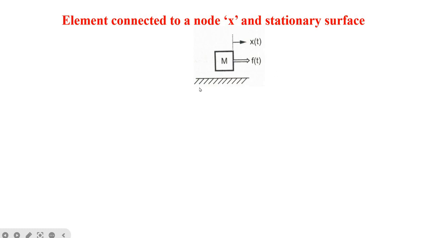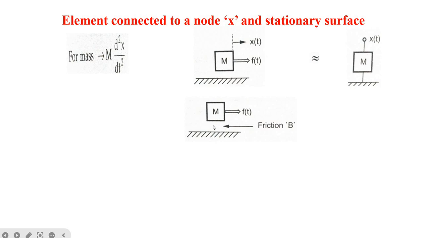Now how you will draw the equivalent mechanical system for this x of t: it will be represented by a node x of t. Here this displacement is represented as a node x of t in the equivalent mechanical system, and the stationary surface as it is, and this mass m will be connected in between these two. So for mass, we have force is equal to mass into acceleration, that is m d square x by dt square.